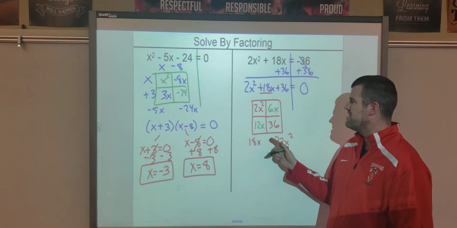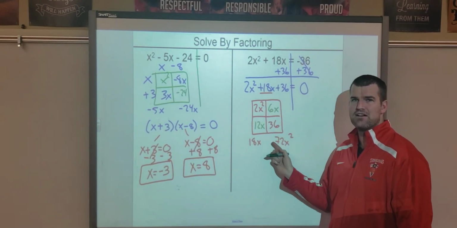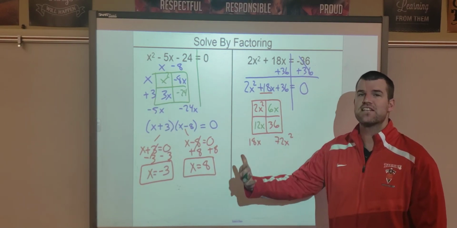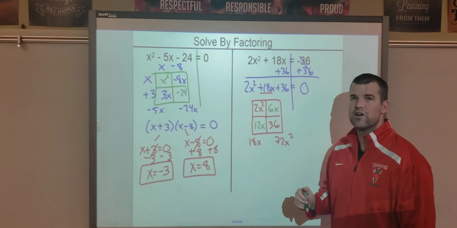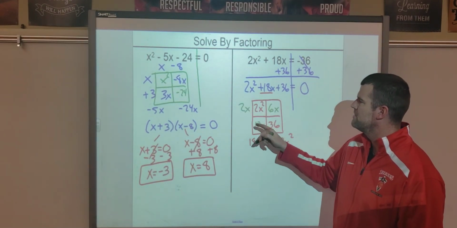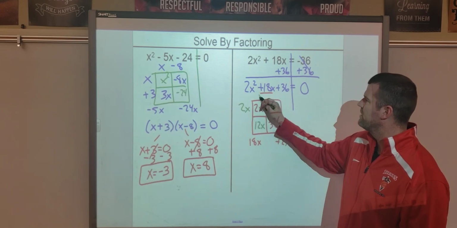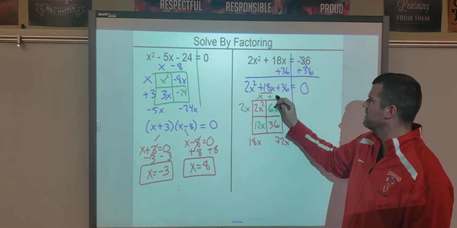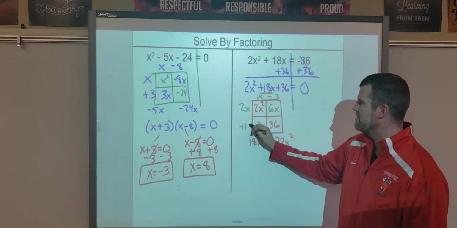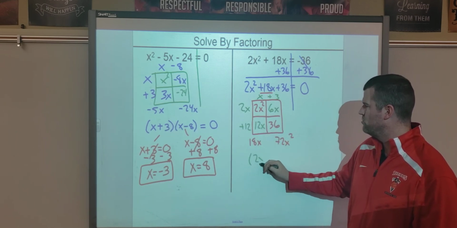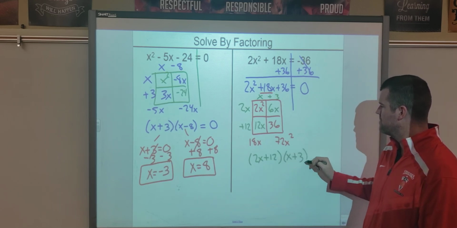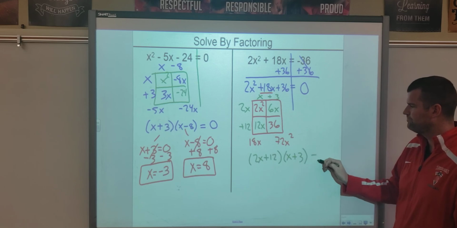So by not taking out the GCF, I had bigger terms here, which led to more options, more possibilities, which meant more guessing and checking before I could get these two terms. But once I do this, it's the same thing we've always done. Take out my GCF, figure out what goes there, figure out what goes there, figure out what goes here, which to get 12, that's going to be plus 12. And now I get 2x plus 12 times x plus 3 equals 0.